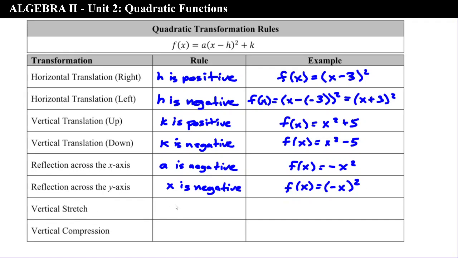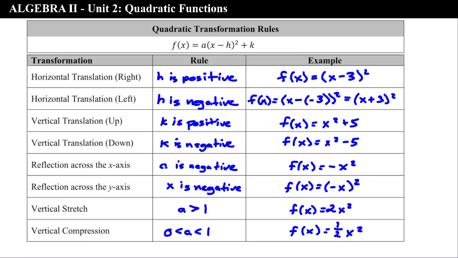Then the vertical stretch occurs when a is greater than 1. So f of x equals 2x squared would be an example of that, because a is greater than 1. That's the number preceding your x squared term. And then the vertical compression occurs when a is some number between 0 and 1. So you'd have a fraction like 1/2, 1/4, 1/3. And here's an example where I simply write 1/2 x squared.